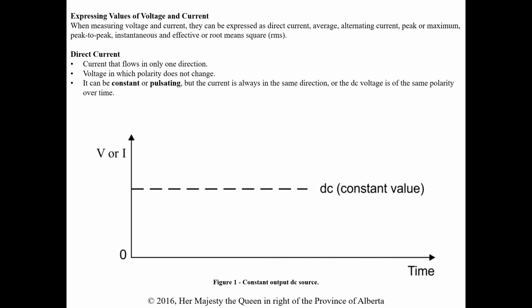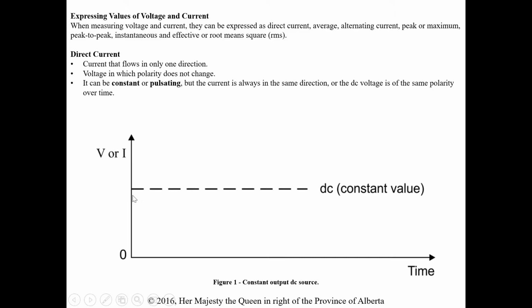So the biggest difference between DC and AC: obviously with AC we're alternating, peaking to a maximum, then peaking to a negative maximum. Our DC is a constant value. That's what we'd like to see anyways out of our DC. So direct current is not alternating back and forth. Okay, so it's only going in one direction.